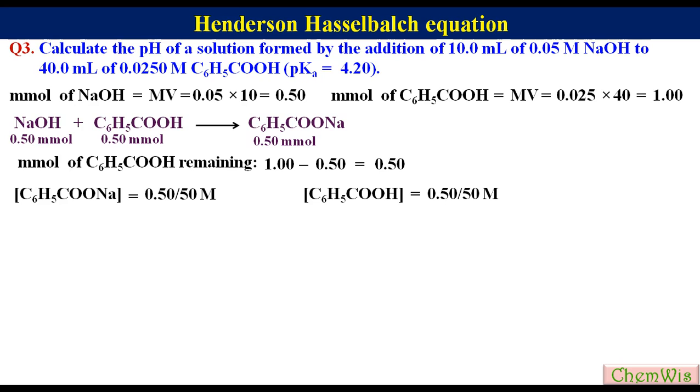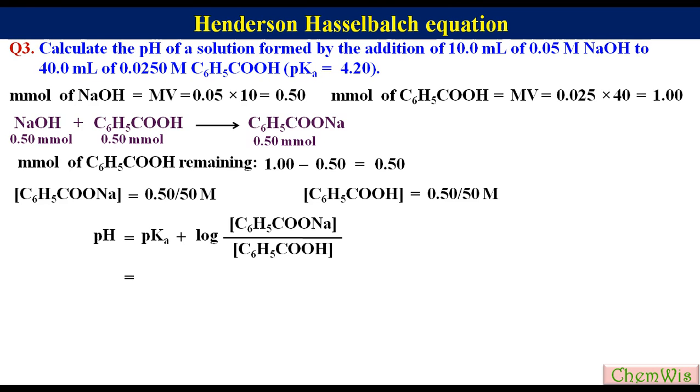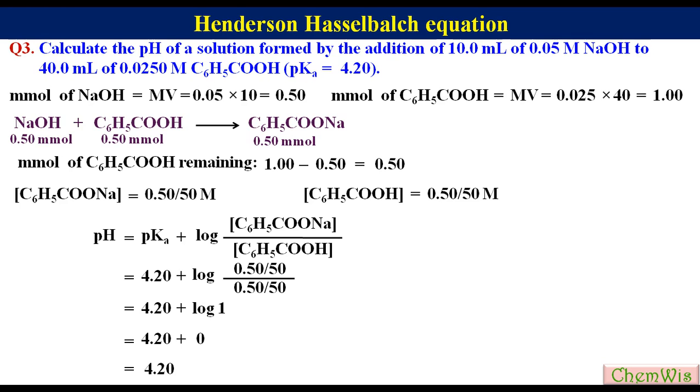From the Henderson equation, pH is equal to pKa plus log concentration of sodium benzoate upon concentration of benzoic acid, is equal to 4.20 plus log 0.50 upon 50 upon 0.50 upon 50, is equal to 4.20 plus log 1, that will be equal to 4.20 plus 0, is equal to 4.2.